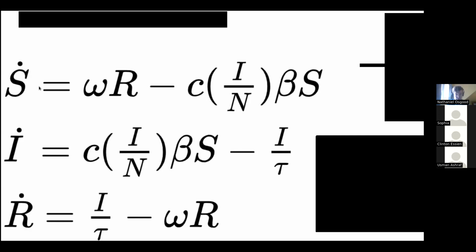Remember, S dot equals 0 means it's not rising, it's not falling, it's staying the same. Its rate of change with time is 0. It's not changing at all. Same thing with I dot. Same thing with R dot. It's not changing at all.